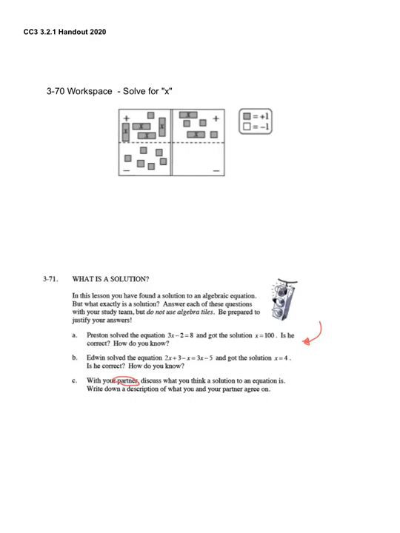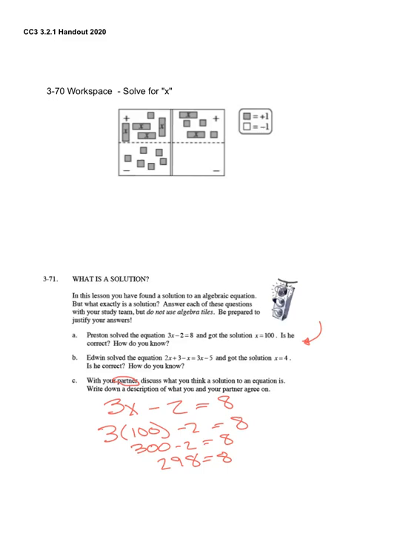So it says Preston solved the equation 3x minus 2 equals 8 and got the solution x equals 100. Is he correct? How do you know? To determine if you're correct or not with solving algebraic equations, you simply plug that number in. So if x equals 100, that means if I take out the x and put in 100, they'll come out equal. So I'm going to get 300 minus 2 equals 8, which means 298 equals 8. So clearly, he is not correct because 298 is not equal to 8.